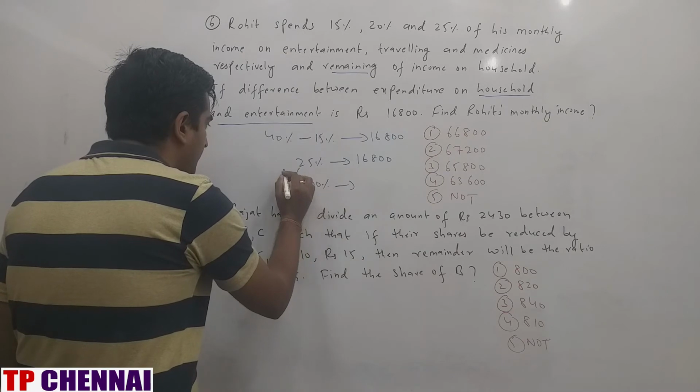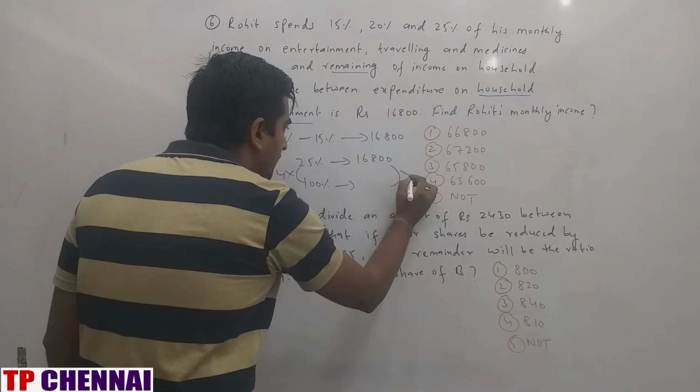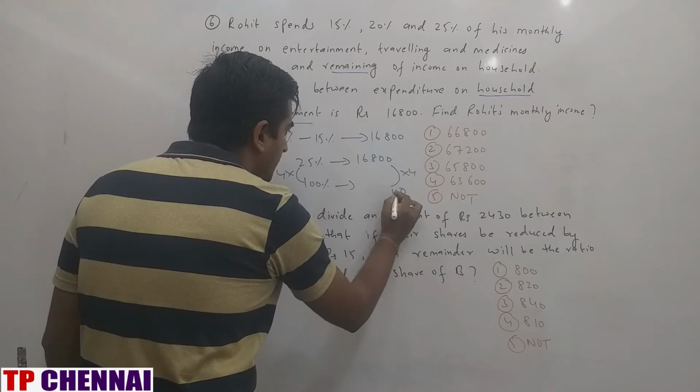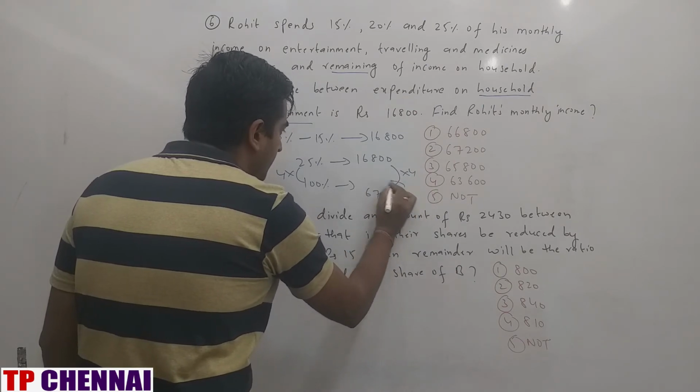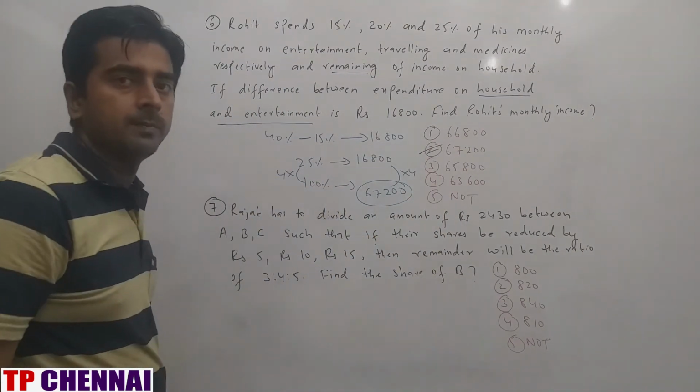That means here I am multiplying by 4, so here also I need to multiply by 4. So when you multiply, what is the answer? 67,200, which is nothing but the second option.